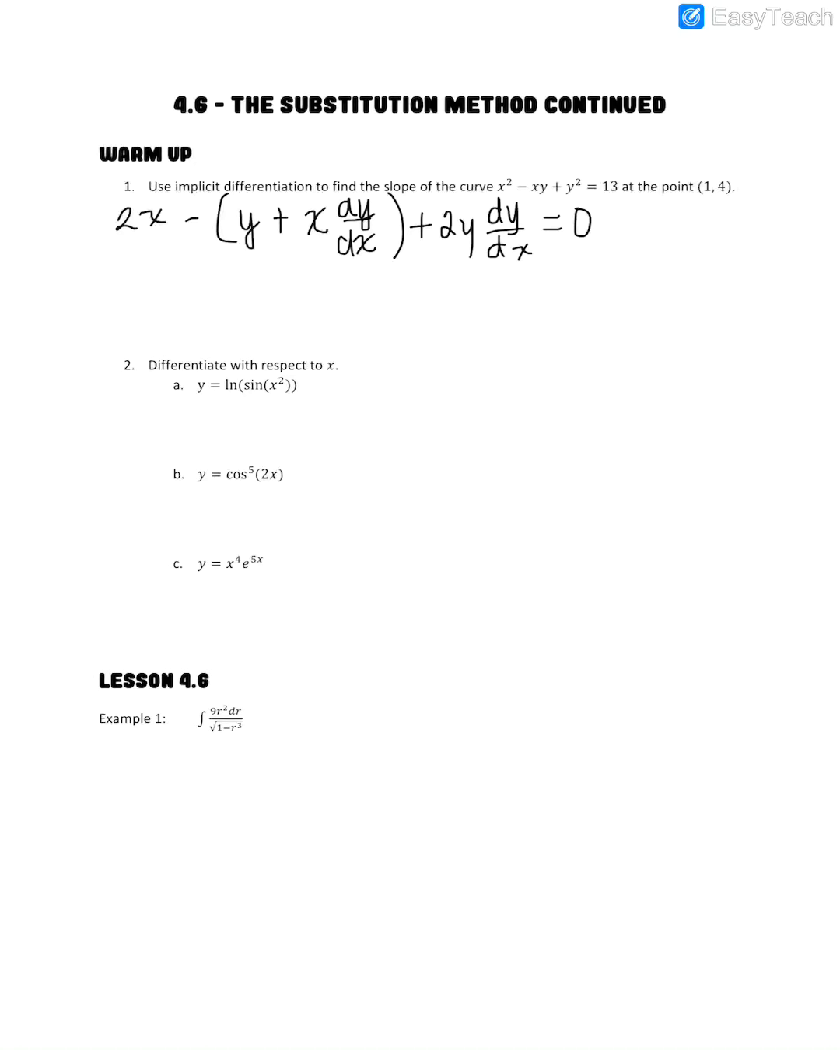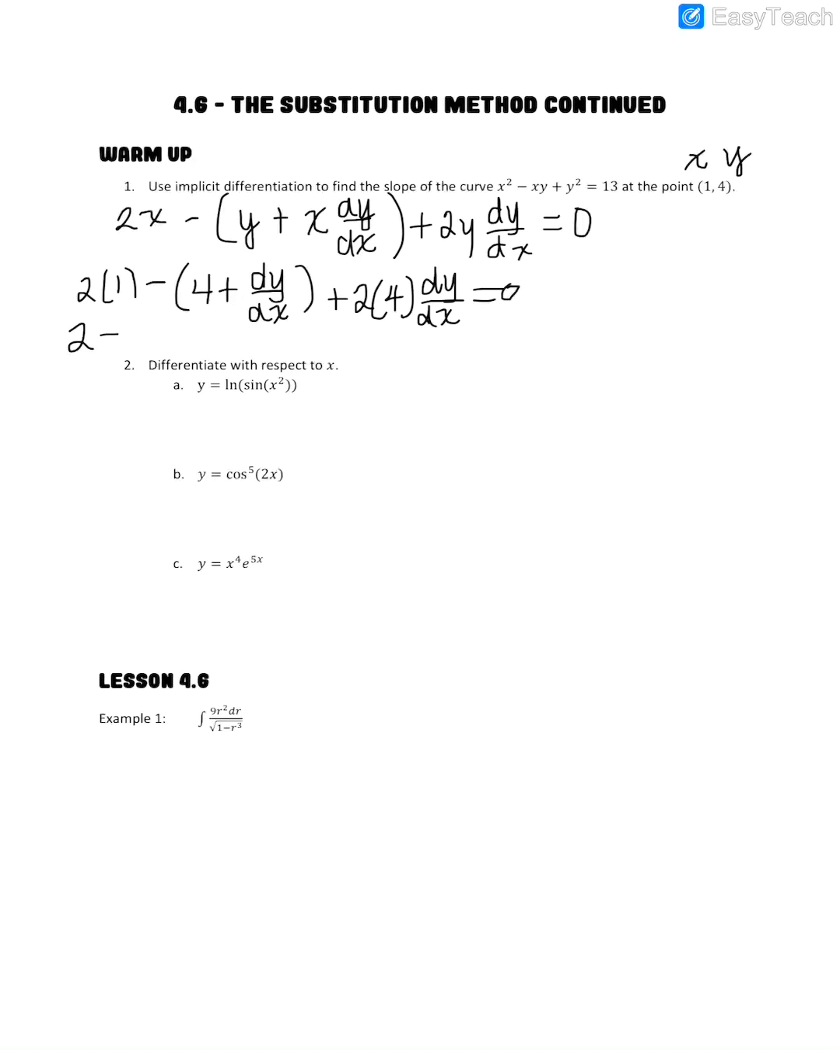All right, and they want us to evaluate this at the point (1, 4). So that means we're just plugging in x is 1 and y is 4. So 2 times 1 minus 4 plus dy dx, since x is 1, plus 2 times 4 dy dx. And then to find the slope, we're just isolating the dy dx, since that is the slope at that point.